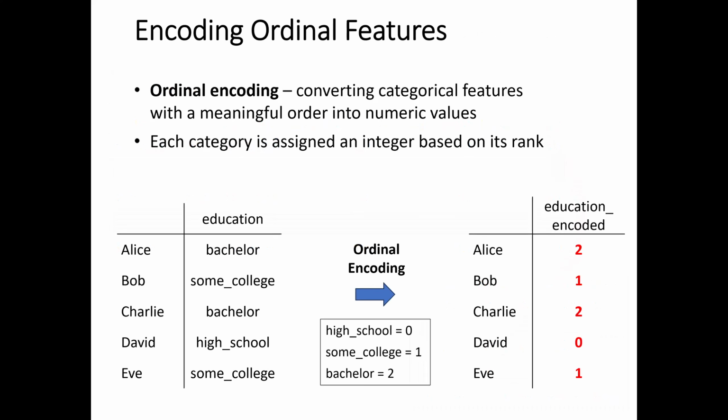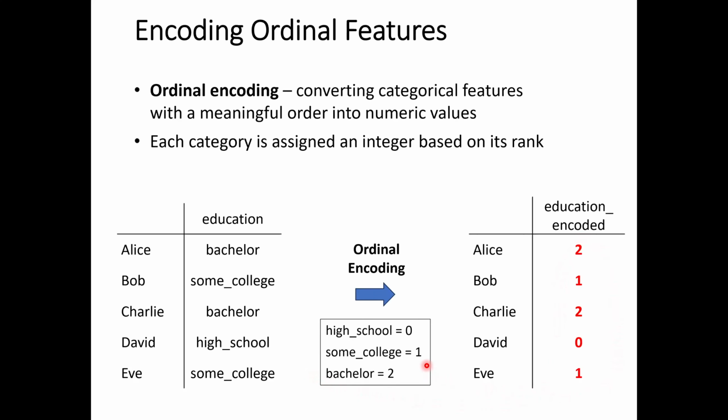The next task is encoding ordinal features, whose values can be ordered in some way. In this case, we can use ordinal encoding, which converts categorical features with a meaningful order into numeric values. Each category is assigned an integer based on its rank. As an example, let's consider the feature education. We can arrange its values as follows. First comes a high school graduate, then a college graduate, and the highest rank belongs to a bachelor's degree holder.